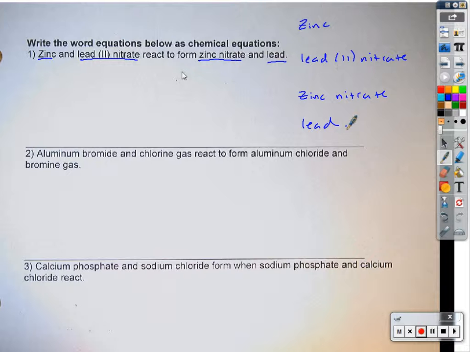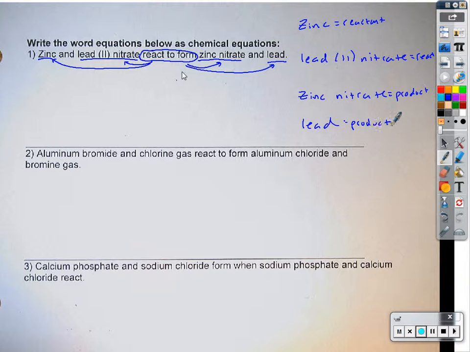Next thing I want to do is figure out which of these are my reactants, which of these are my products. And for that, I'm going to base it on this phrase right here. Reacts to form. What that's telling me is these things that came before it are my reactants. The form tells me these things that come after it are my products. That's going to become important when it's time to write the final equation for this.